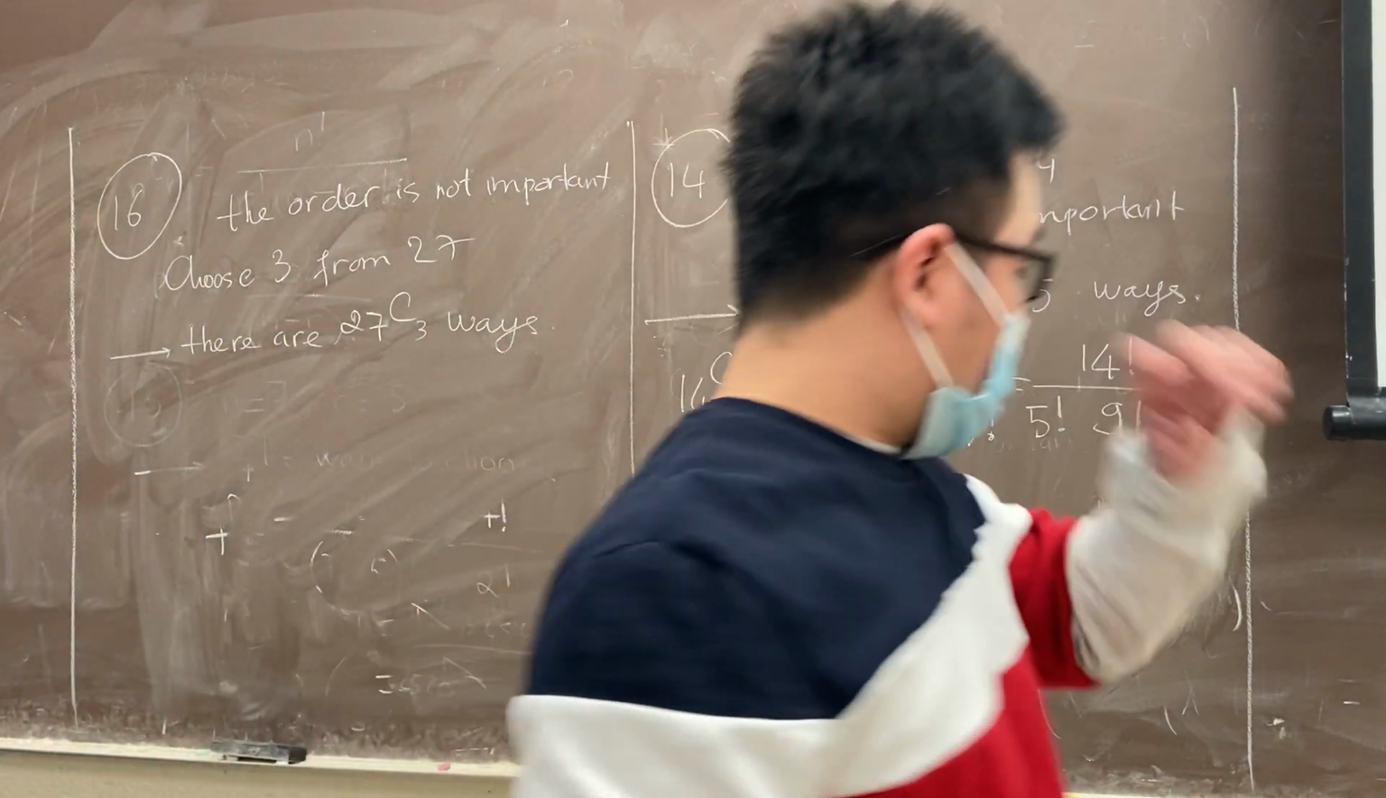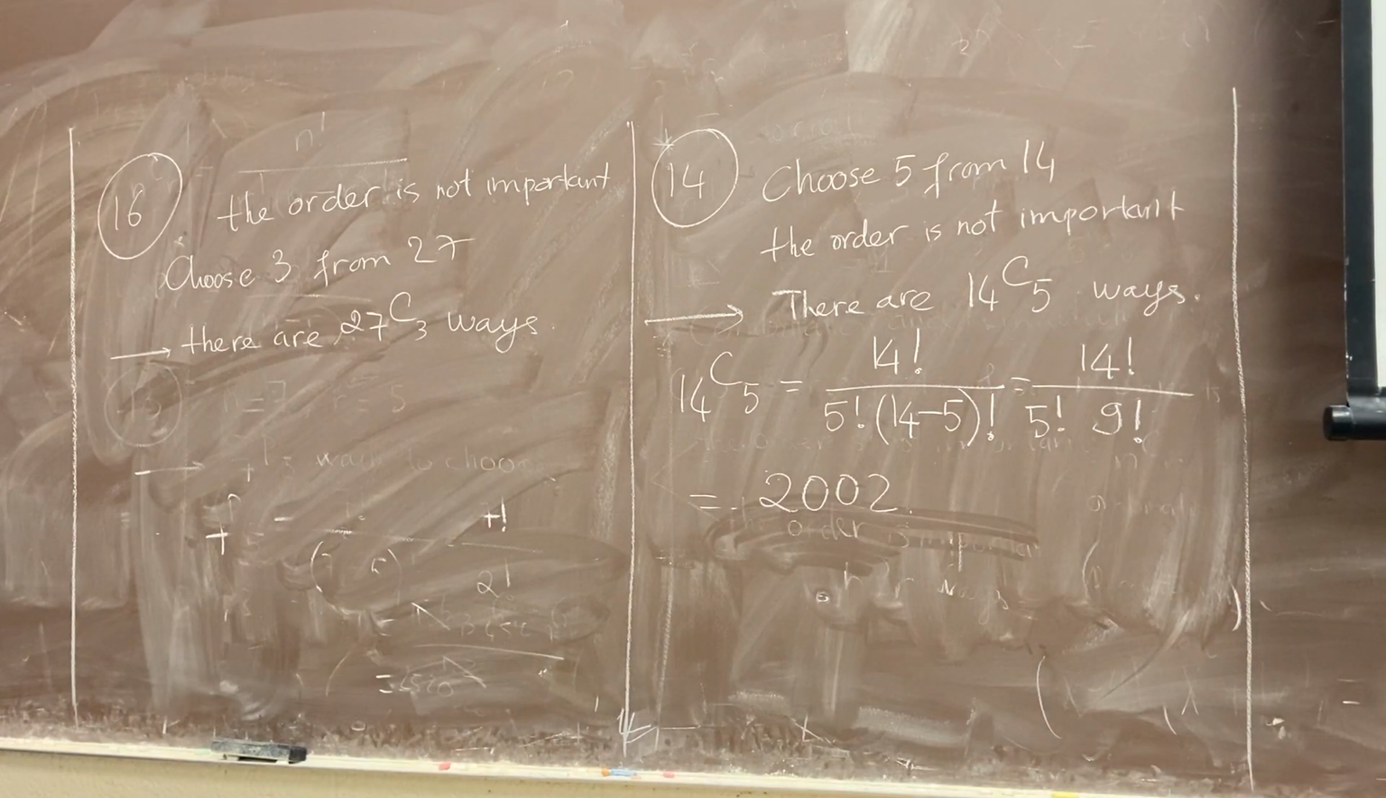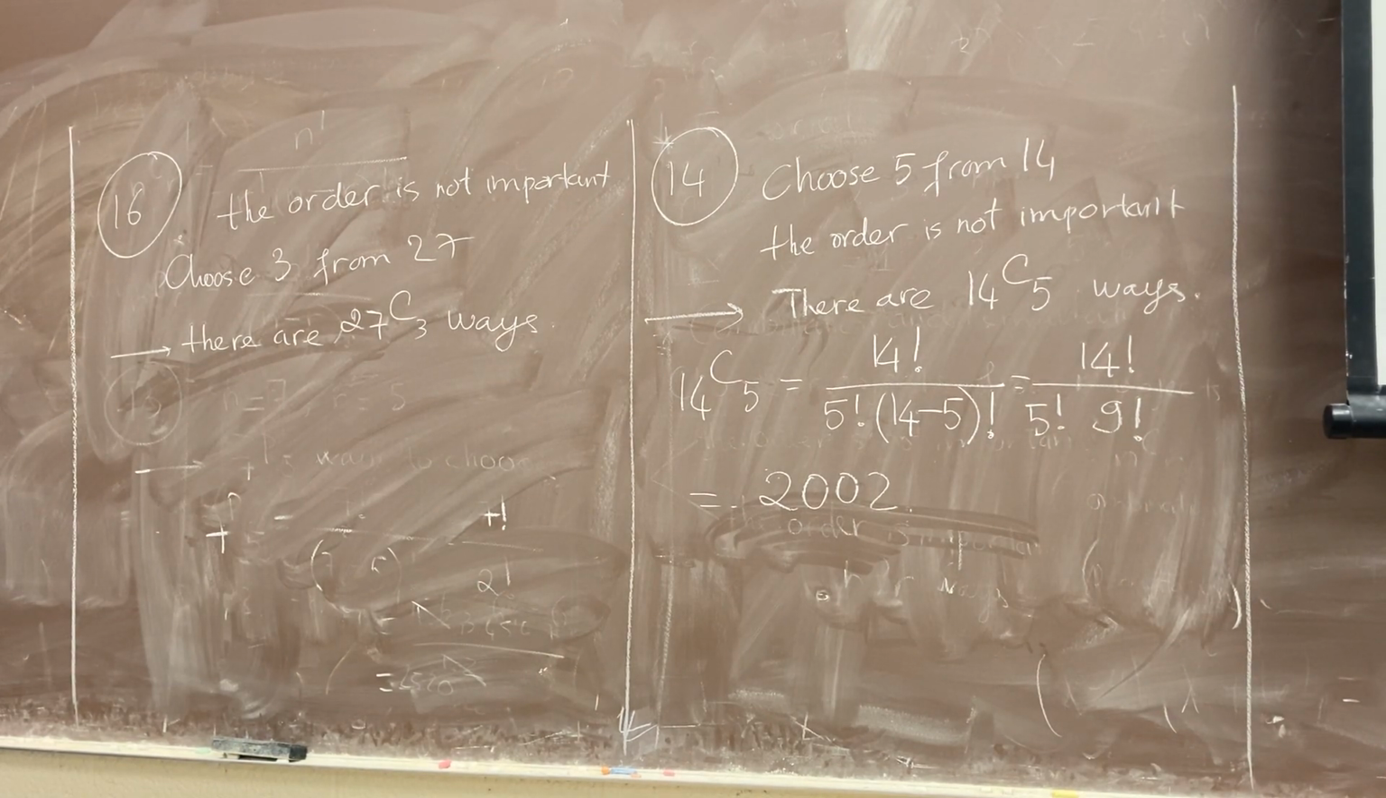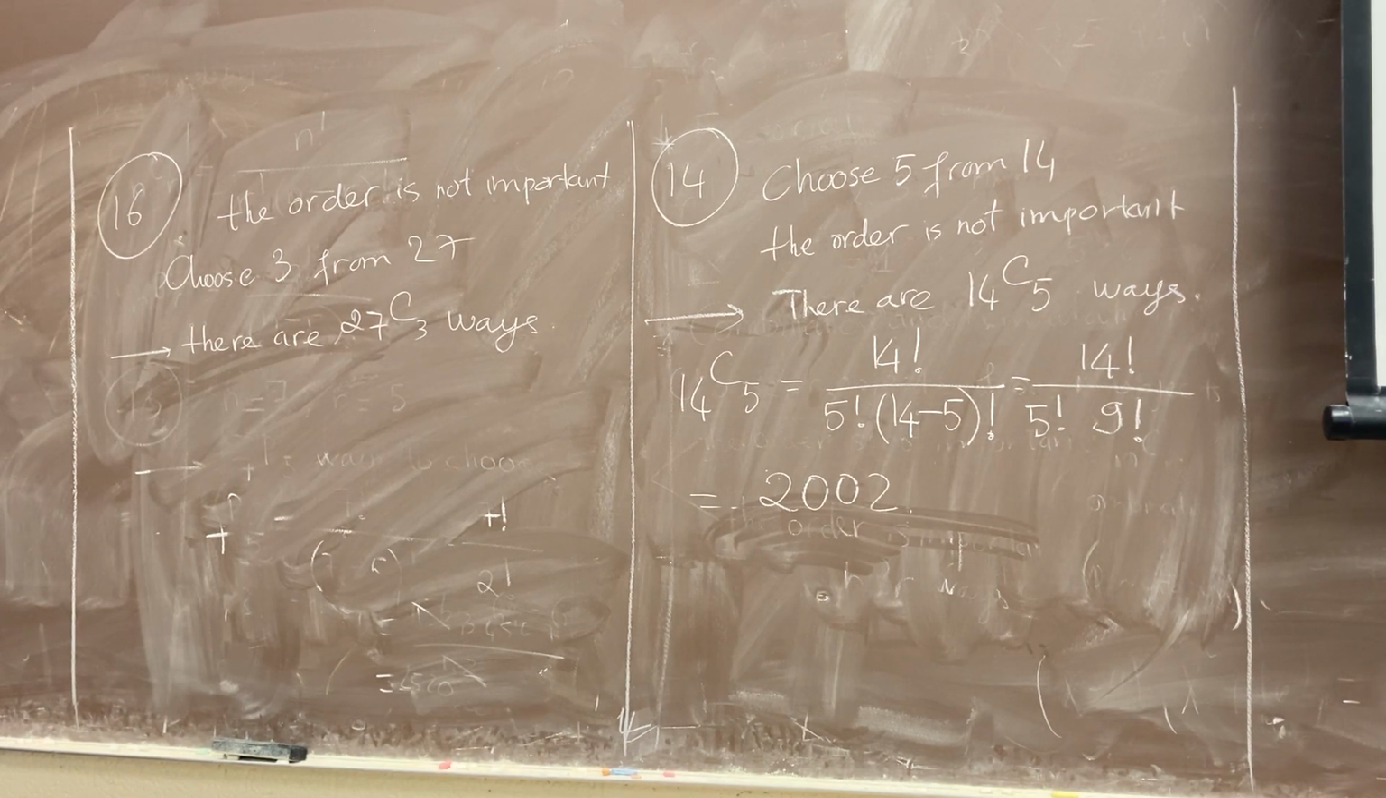So the question here is not asking you how many ways to choose that, right? They ask you to find the probability. Okay, in the homework, some of you know the answer, you know how many ways. You write the answer, you write the number of ways.